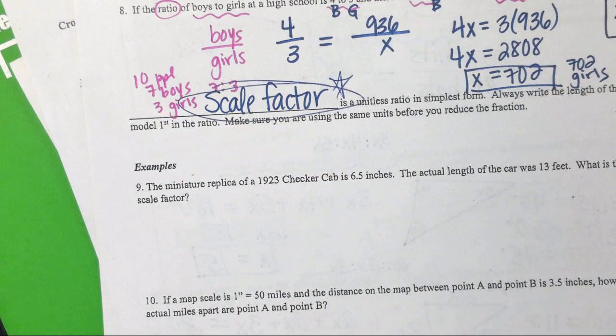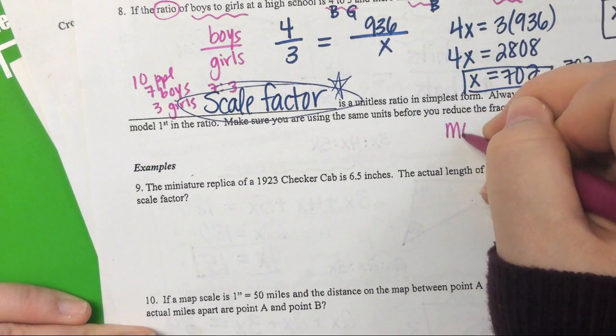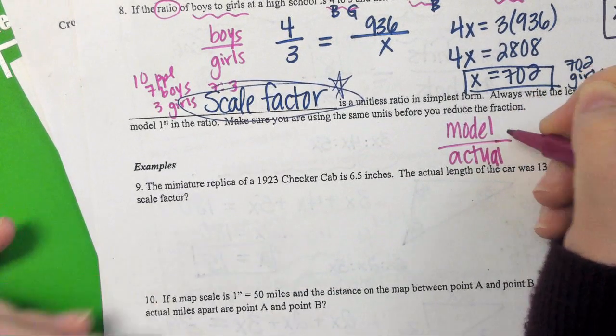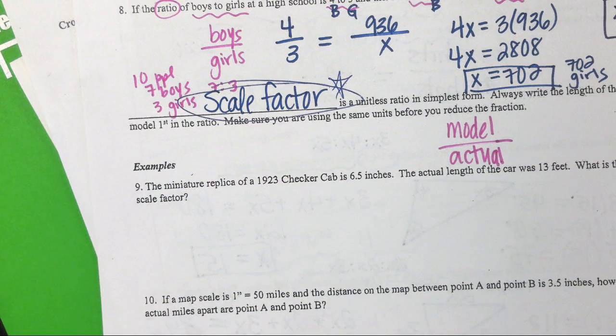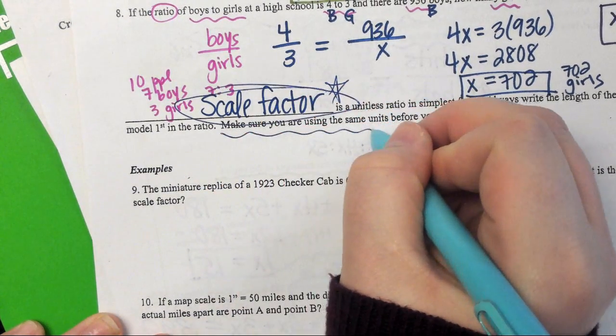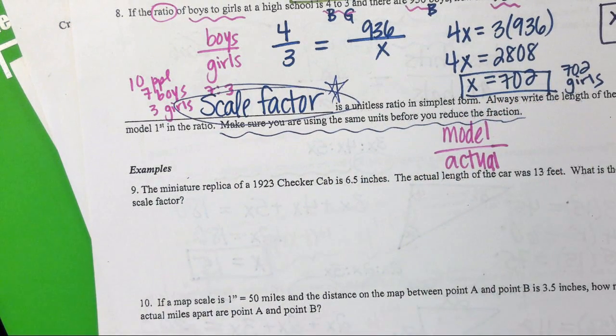Okay, and I always put the model in the numerator and the actual in the denominator. So the model Eiffel Tower, the pink one, in the numerator, and the real Eiffel Tower in the denominator. And then the most important words of wisdom are the ones in the last sentence that say, make sure you are using the same units before you reduce the fraction. So if you're given meters and centimeters, you need to put them both in meters or both in centimeters before you start doing any calculations. You've got to be the same units.